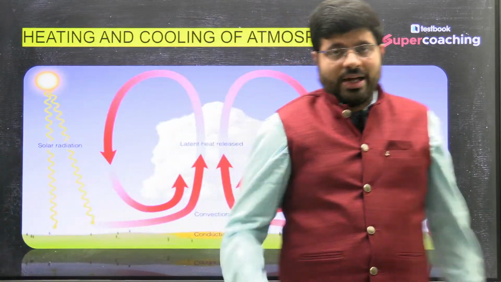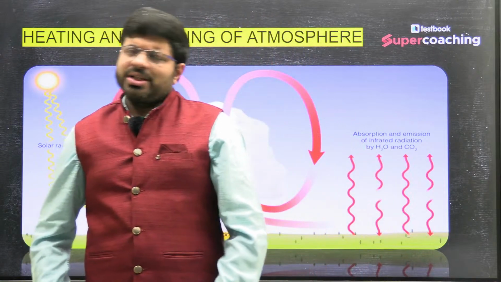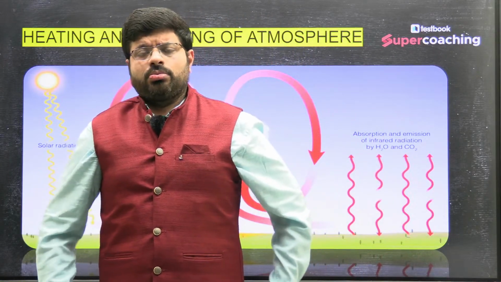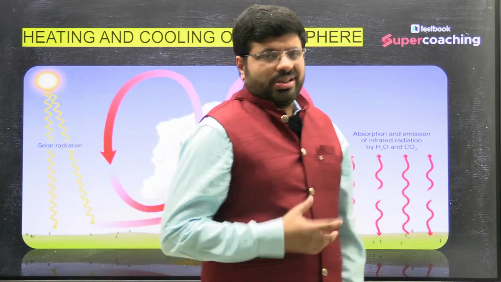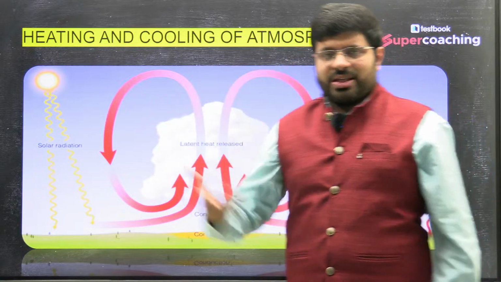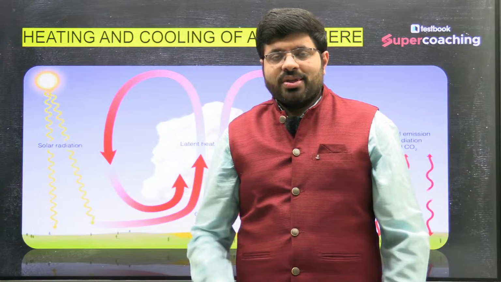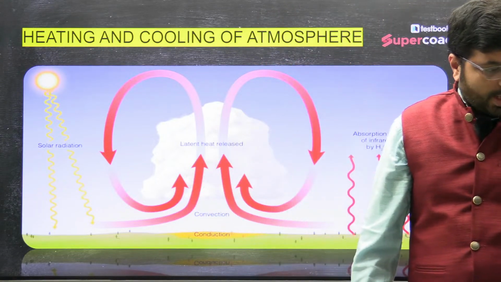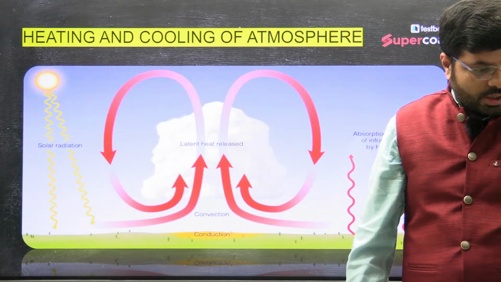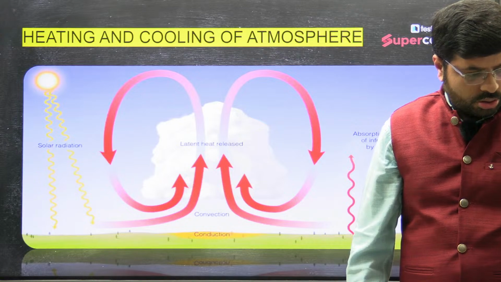So, advection, conduction, convection, to a certain extent even terrestrial radiation are the methods through which our atmosphere gets heat. The source is always the sun, and that heat is being distributed across the planet Earth through these four methods. We would like to understand in this session about the same four parameters, right?